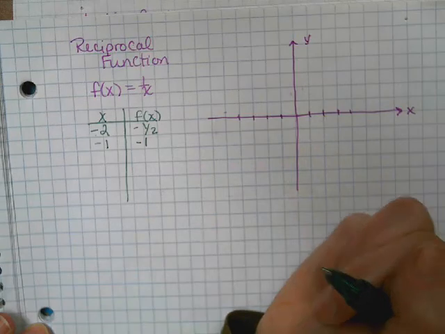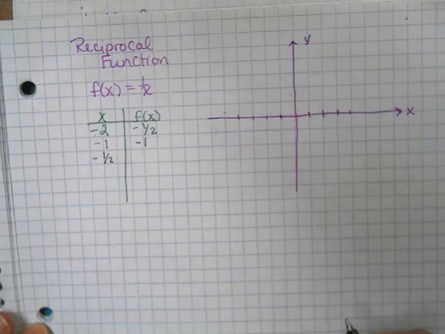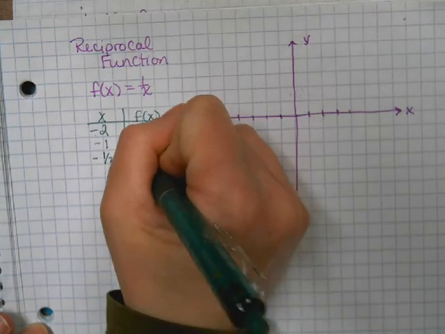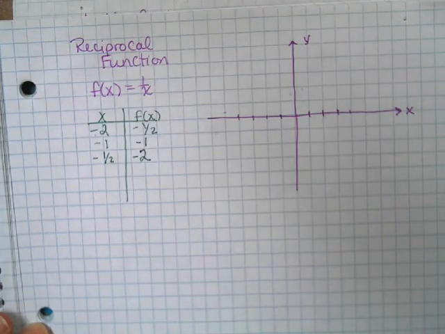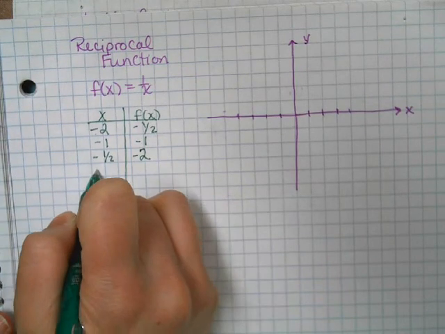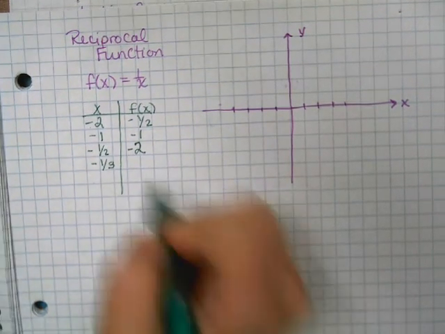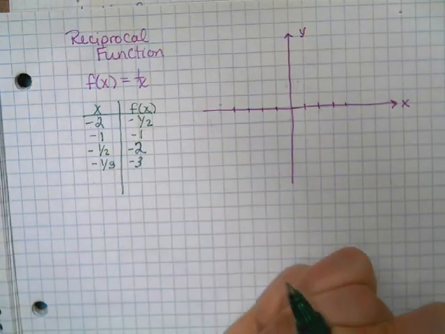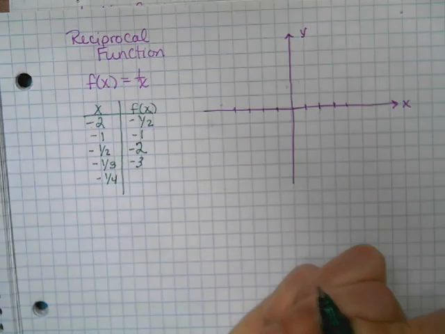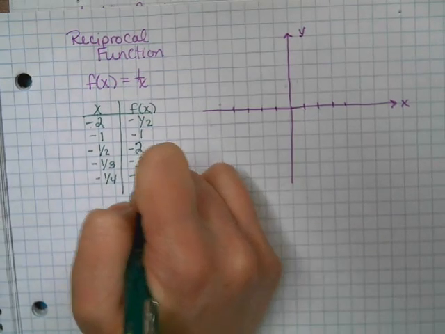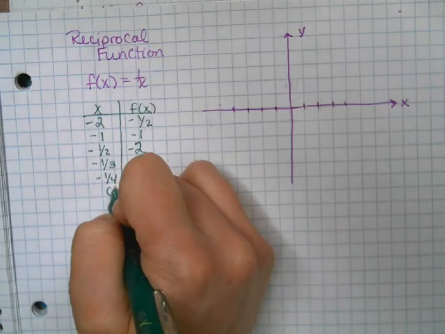When x is negative 1, the reciprocal of negative 1 is negative 1. So let's try negative 1/2. Negative 1/2 would be negative 2. Getting closer to 0, negative 1/3, its reciprocal is negative 3. All right? Negative 1/4 would be negative 4.